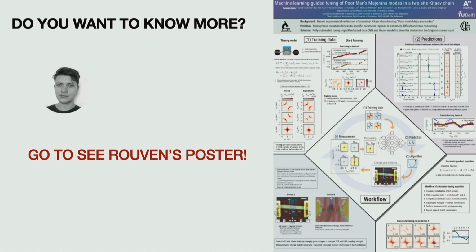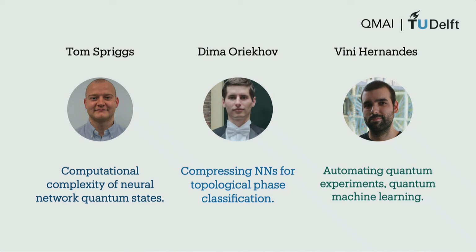With that, I also want to mention Tom, Vinny, and Dima, who are here somewhere, from my group, and can talk to you more about the things that we work on. I got a task to introduce you to neural networks in general, so I didn't get to talk about a lot of exciting things that we are also doing. So talk to Tom about computational complexity of neural network quantum states, talk to Dima about classifying topological phases with neural networks, and talk to Vinny more about automating quantum experiments, and he is also a quantum machine learning expert.